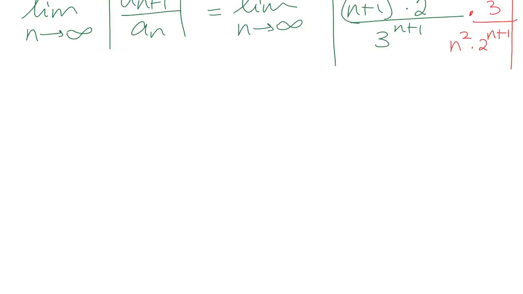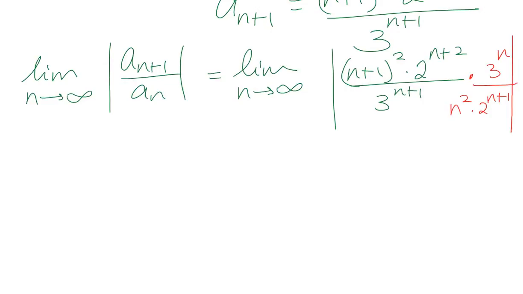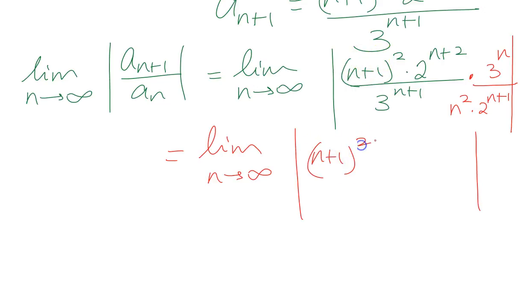Now go ahead and find this limit. Limit as n goes to infinity of... look, what's going to happen? I'll keep my n plus 1 squared. Now this is 2 to the power n plus 2. This is 2 to the power n plus 1. We have an extra 2 in the numerator.